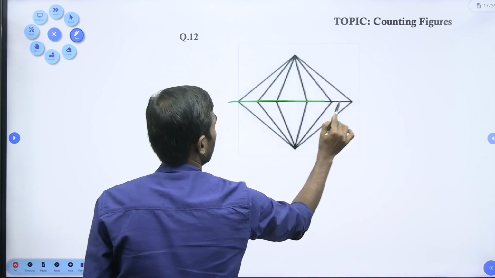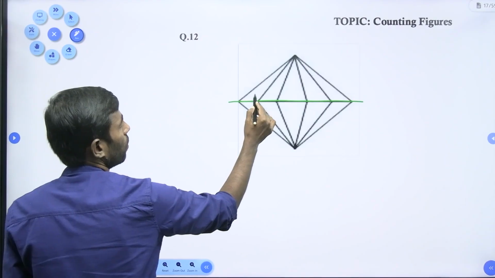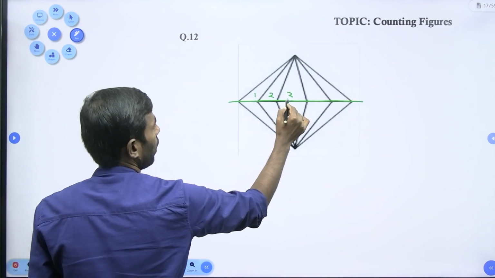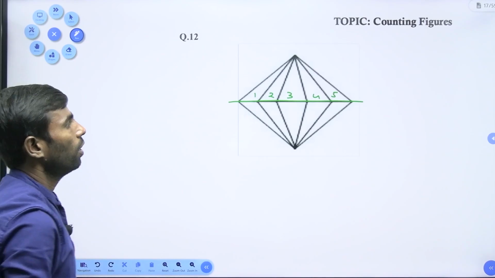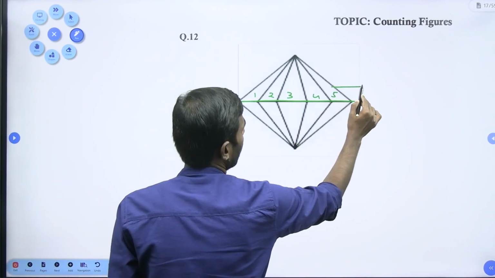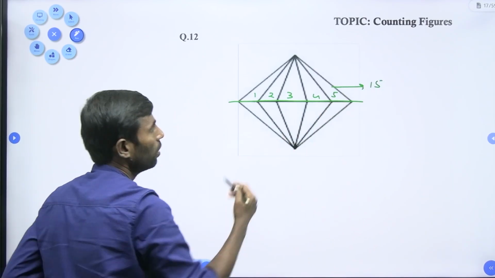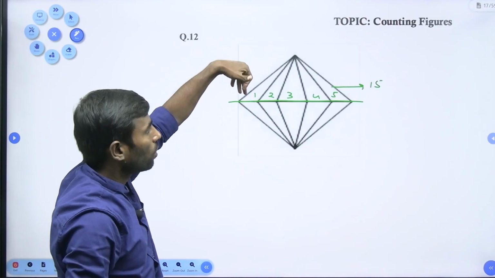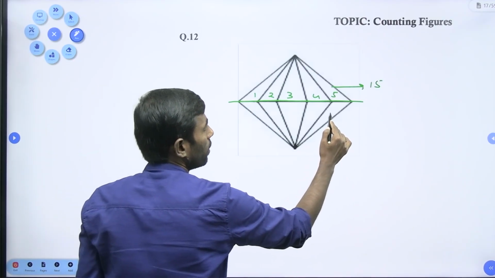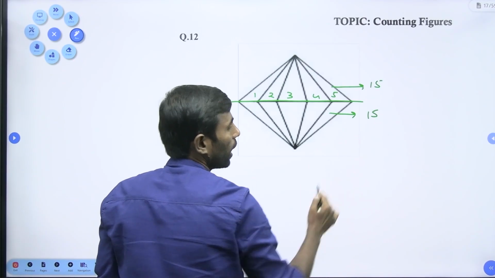This is the baseline. Okay. So count the number of figures. 1, 2, 3, 4, 5. Total how many triangles are there? 15 triangles are there in the upper part. The lower part is the same, a mirror image, right? So for the lower part, how many? 15 triangles.